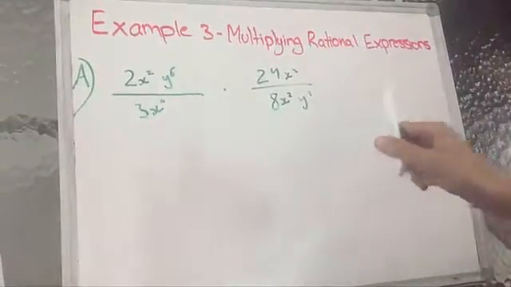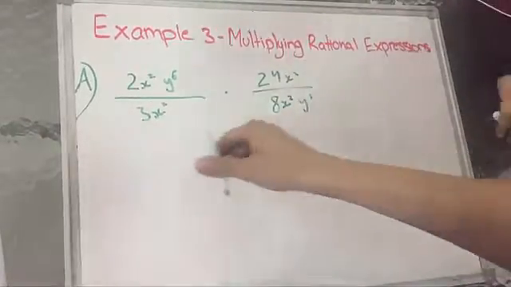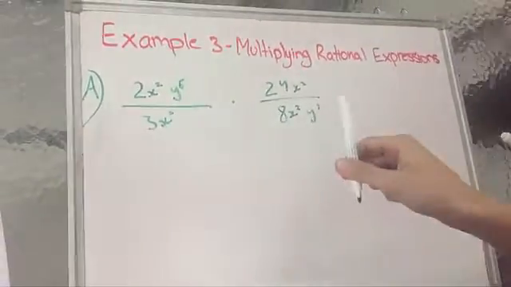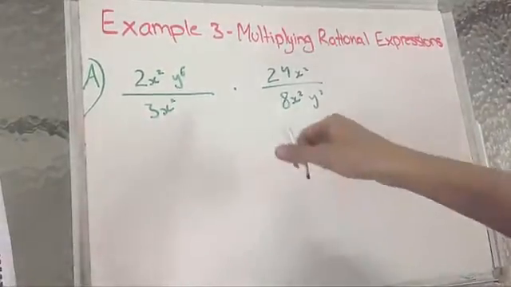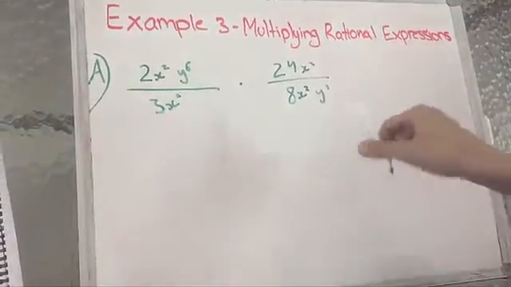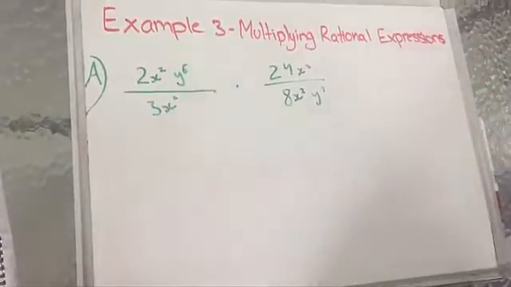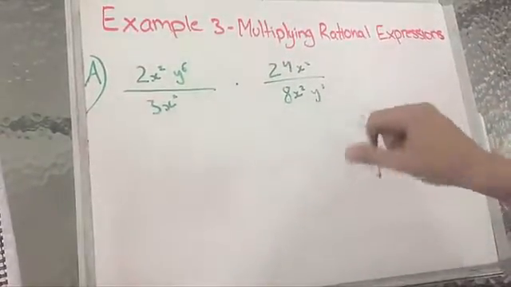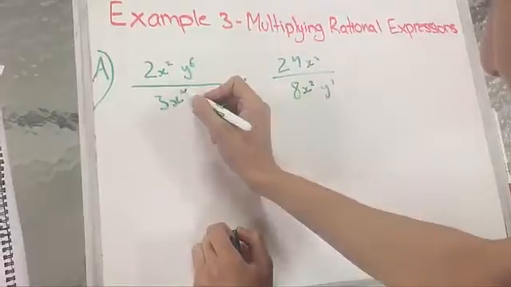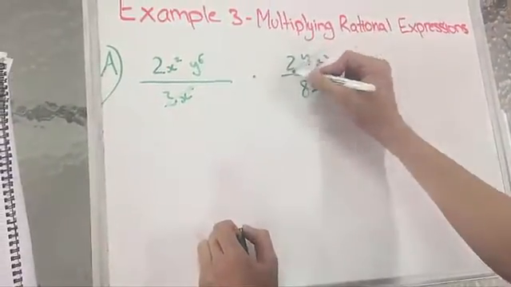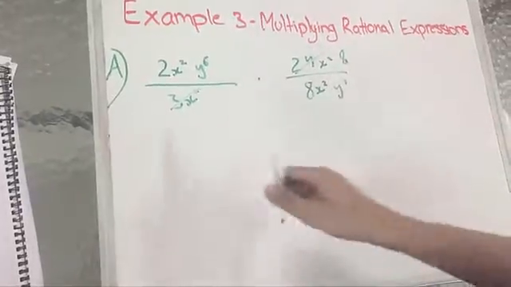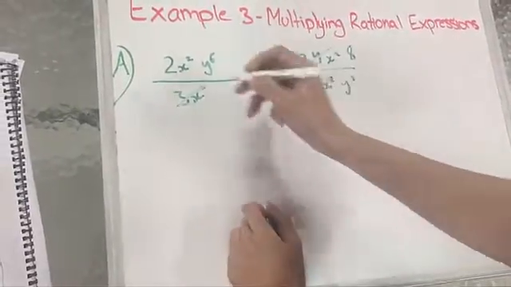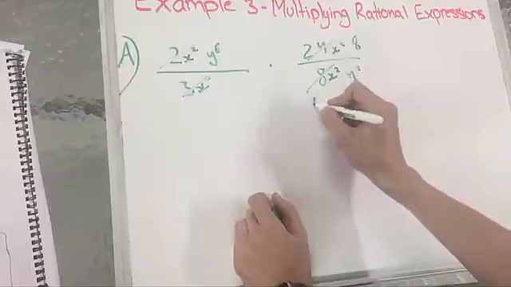Example 3, multiplying rational expressions. The question says 2x squared y to the power of 6 over 3x squared multiplied by 24x squared over 8x squared y cubed. So first of all, you try to cancel out stuff. So if you cancel the 3x squared with the 24x squared, it will be 8. And then the 2x squared and 8x squared, you can cancel them, it will give you 4.